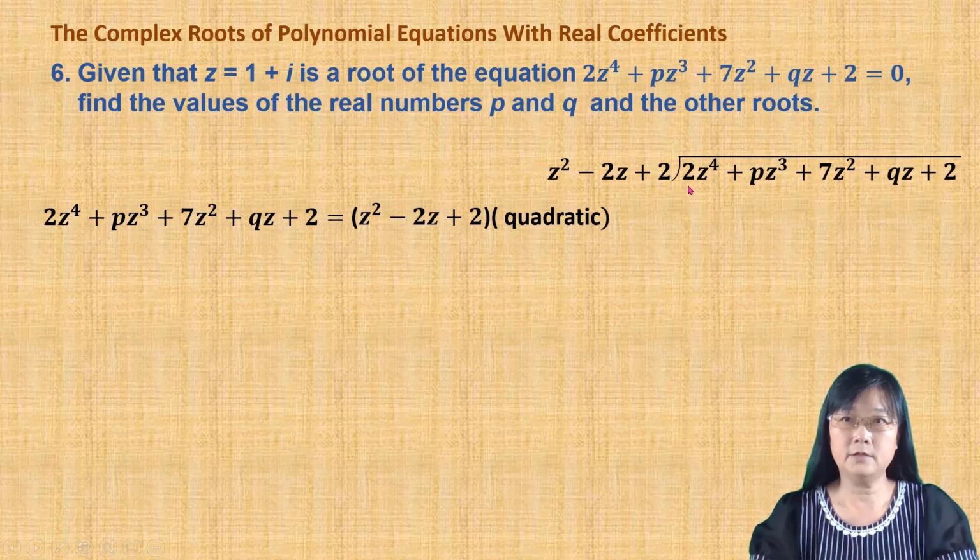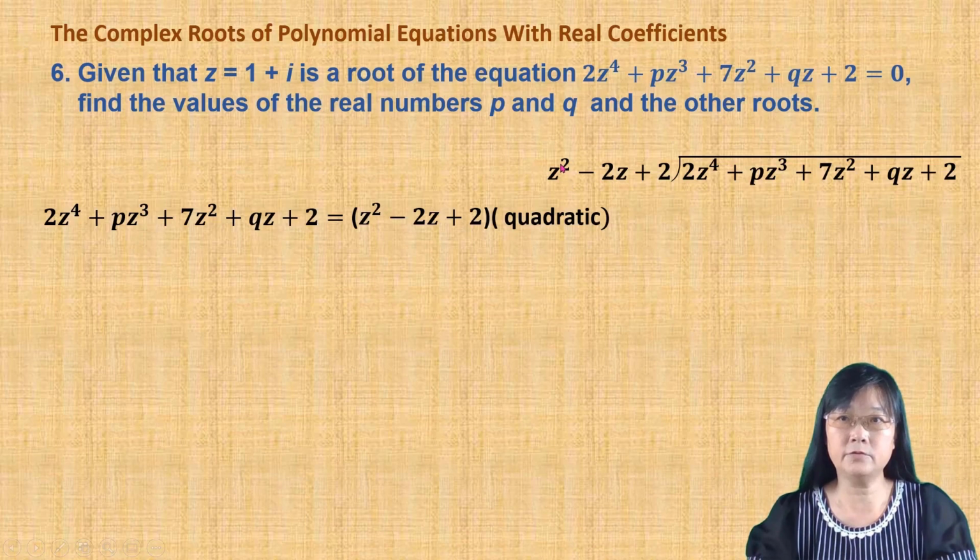In the long division, the polynomial is power 4 and the divisor is quadratic, power 2. So sure, the quotient is a quadratic, power 2. So we look at the first term of the quadratic. Here I have to think, anything times z power 2 is equal to 2z power 4. So definitely it is 2z power 2 times z power 2 equals 2z power 4.